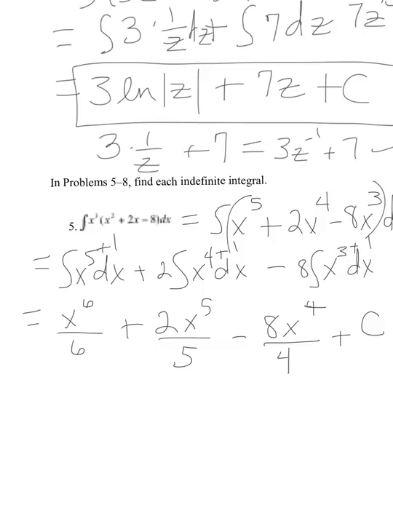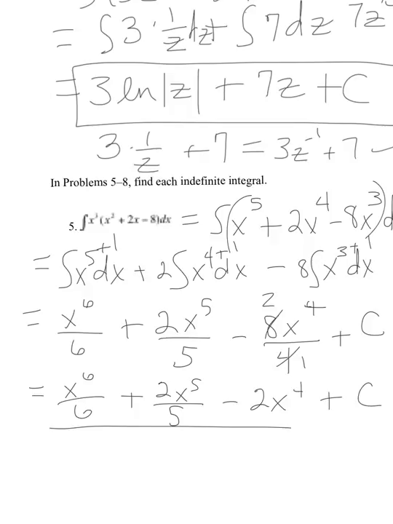Okay, now, if this can be cleaned up, I need to clean it up before I say I'm done. I don't think I can do anything with the first term. It's still x to the 6th over 6. Plus, I don't see anything I can do with the second term. 2x to the 5th over 5. But what can I do with the third term? Can I simplify something? What is the 8 on top and the 4 on bottom going to reduce to? Yeah, 4 goes in here 1 time, 4 goes in here 2 times, and I have a minus 2x to the 4th plus c. Now, let's make sure we have not made any mistakes.